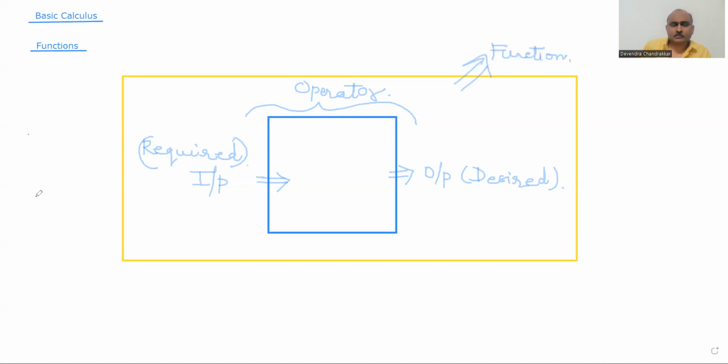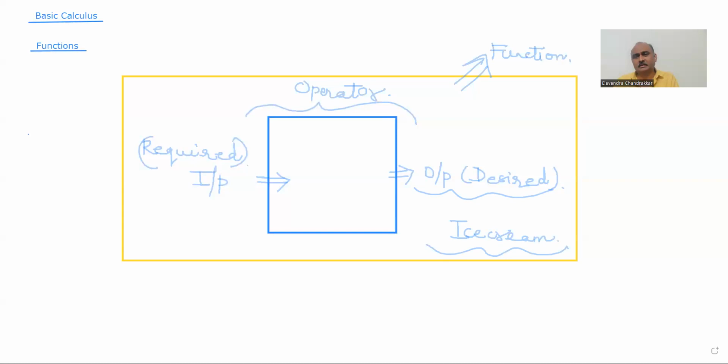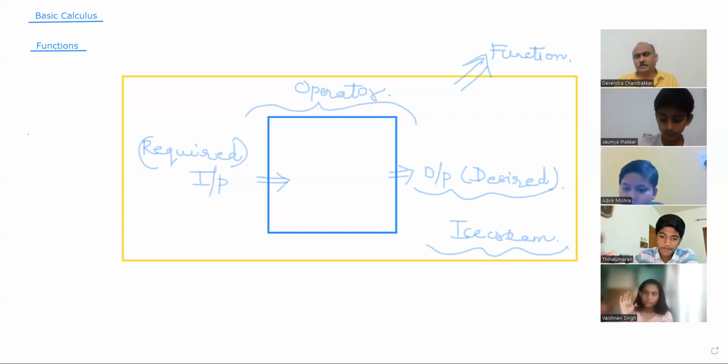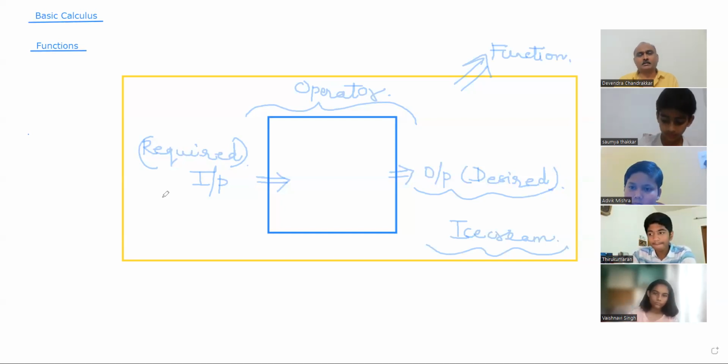Okay. Anybody is having any challenge in this? No, sir. For example, if you want to make ice cream and eat it, what will you do? Your desire is ice cream, right? Now, to make this ice cream, anybody who has made ice cream till date, have you ever tried making an ice cream? Okay, wow. So Vaishnavi, tell me, what are the required inputs? What all is needed?